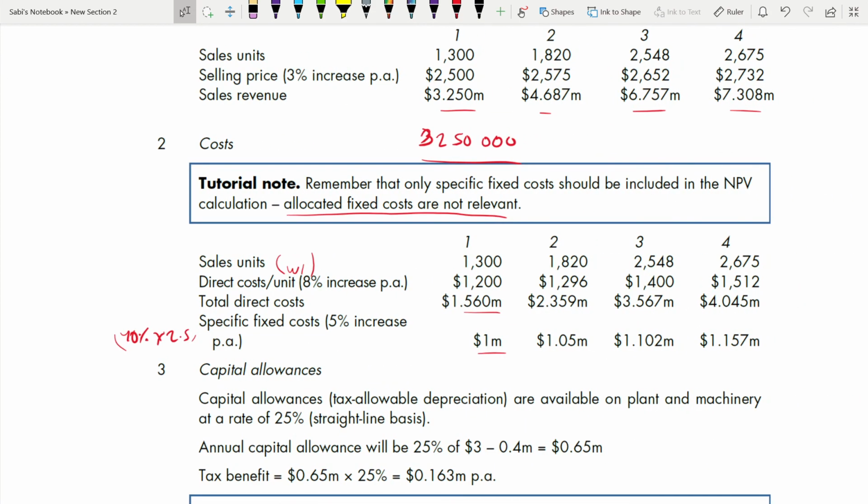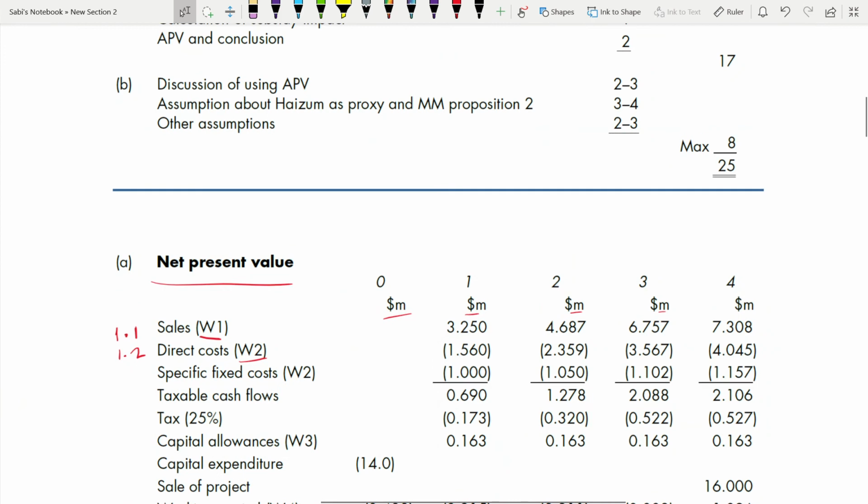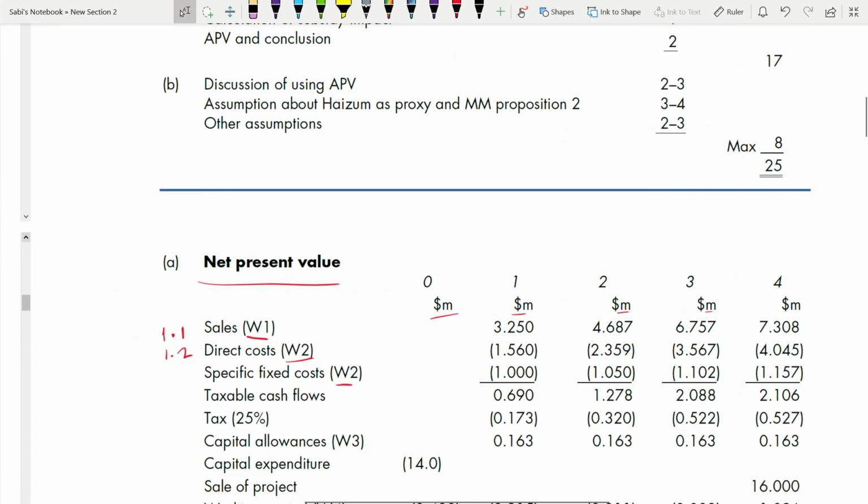Okay, so if you take it here, if you see working 2, specific fixed cost and direct cost, you are taking separately. Okay, and then it will be in brackets, you are deducting it. Then after you deduct all this from sales, it is your taxable cash flow. It is your taxable cash flow, not profit. Okay. You have to give a name for it. You will get marks for each. It is taxable cash flows. Tax, now on this you have to pay tax at 25%.